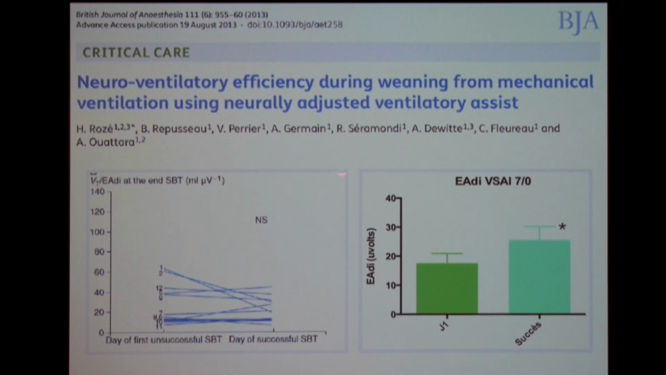So we did another study. We were looking at the neuroventilatory efficiency, and if you look at this data, during the spontaneous breathing trial, the first unsuccessful SBT and the day of successful SBT, we have no difference in the ratio between tidal volume and EDI, because once again we had the same increase of the EDI with the same level of pressure support, 7 of pressure support and 0 PEEP.